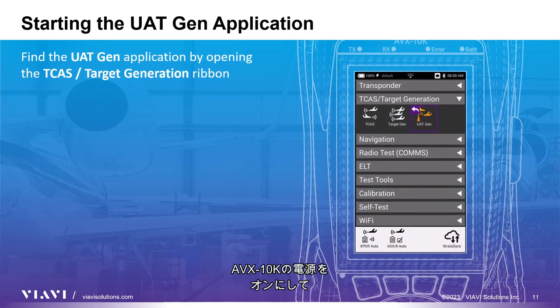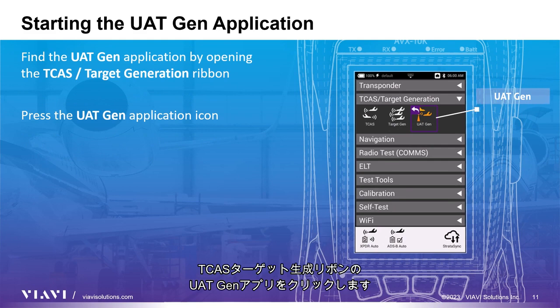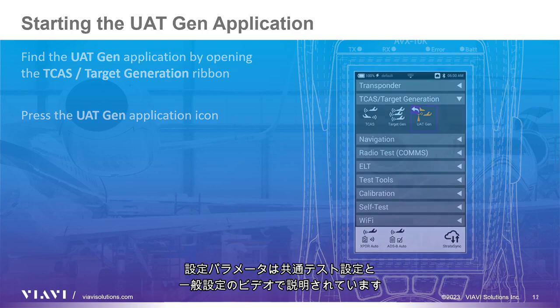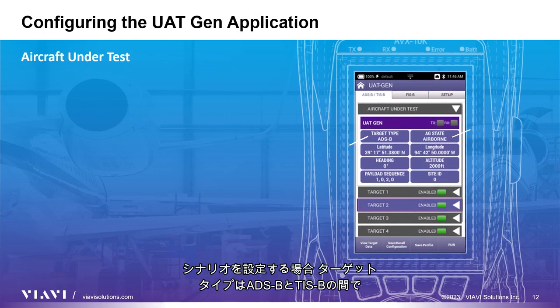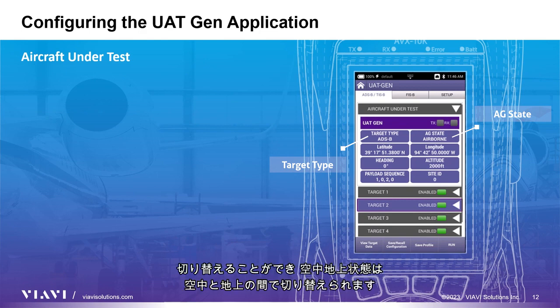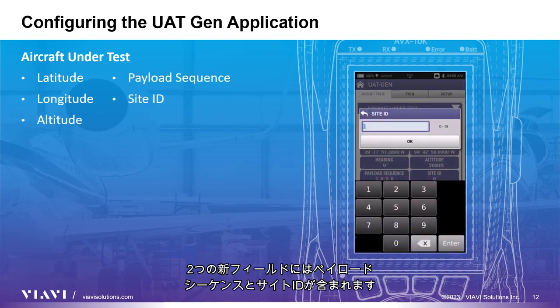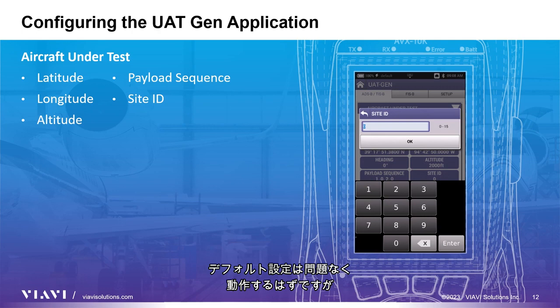With the AVX-10K power on, click on the UAT Gen application in the TCAS Target Generation ribbon. This application is similar to the Target Gen application, and all setup parameters have been covered in the Common Test Settings and General Preferences video. For configuring the scenario, target type can be toggled between ADS-B and TIS-B, and air-ground state can be toggled between air and ground. Two new fields in this application include payload sequence and site ID. The default settings should work fine, but these can be modified to suit your needs as well.